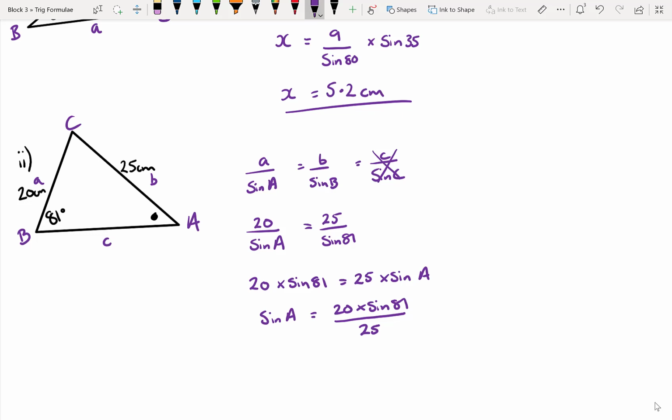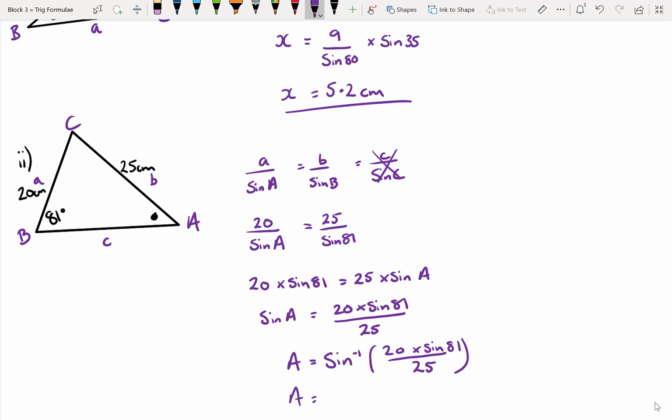So just a minute ago I had 25 lots of the sine of A, I don't want 25, I just want sine of A. But I don't even want the sine of A, I just want A. And so this is where we're going to have to remember and use our inverse things. Now we don't have to work this out beforehand. If we remember to buy our scientific calculator, we can ask it to find the inverse sine of 20 times sine of 81 over 25. And that's going to give us our most accurate answer.